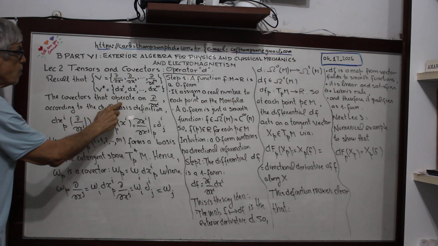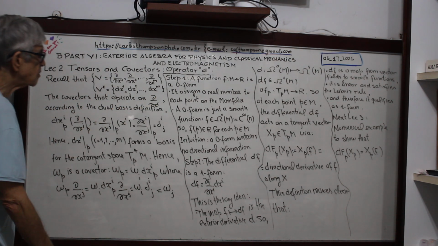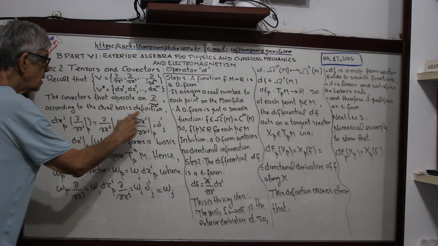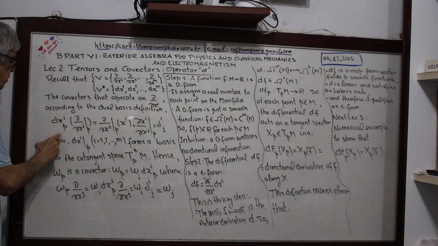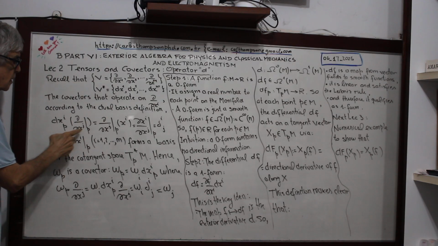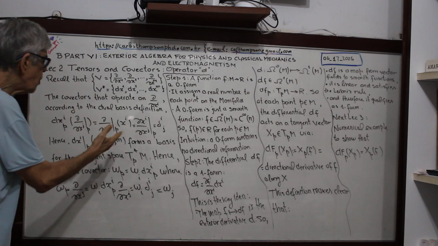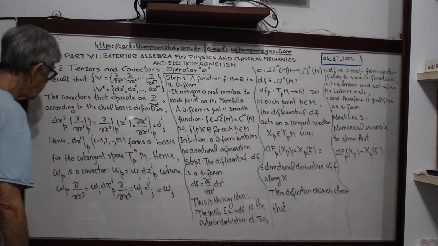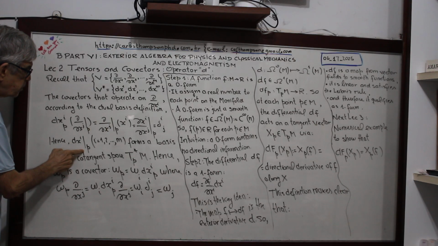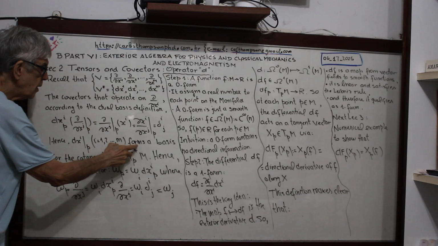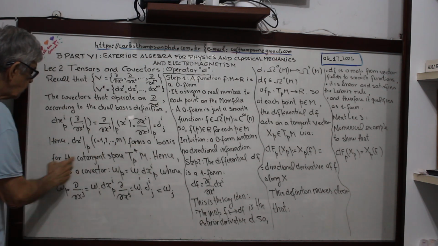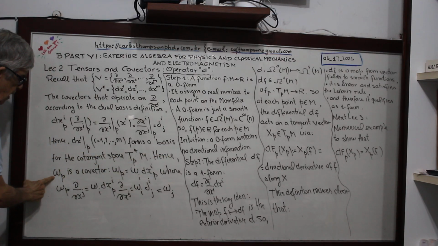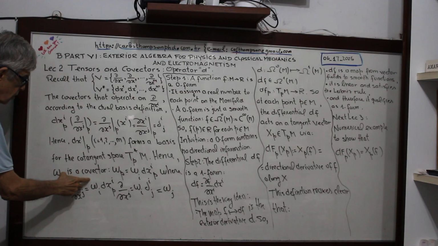So the covector that operates on the basis partial of xi, according to the dual basis definition, we derived this definition in the previous lecture, so this is the Kronecker delta. Hence, dxi at p, i equals 1 to m, forms a basis for the cotangent space T asterisk M. Hence, let's say omega p is a covector, okay?